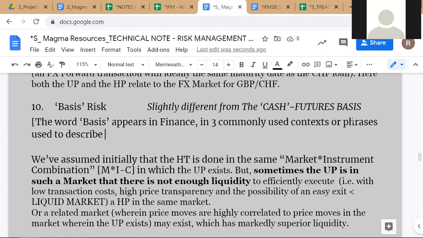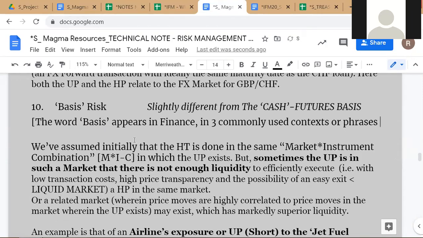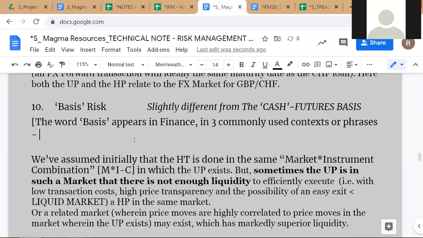Okay, let me not try to write such perfect English here. Let's assume the English is not going to be perfect, the sentence construction. So what are those? The first is basis risk, which you are discussing here. Basis risk is a thing that arises in the context of hedging. So here what we are talking about is context.